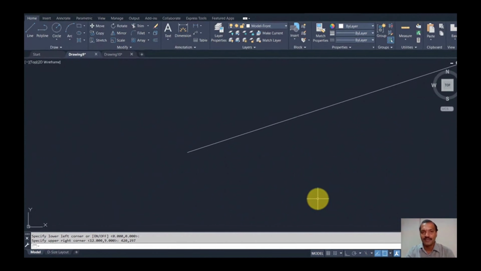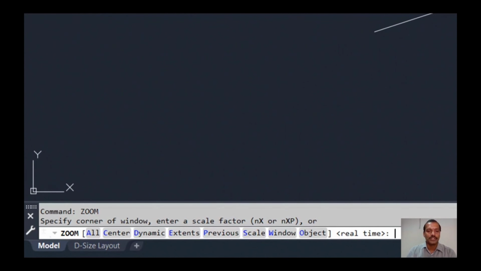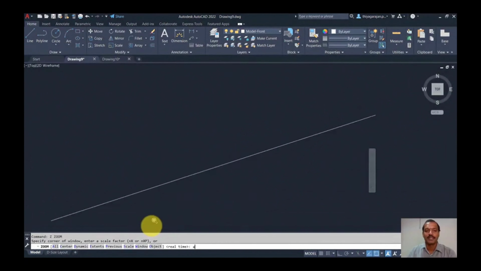The change will happen once you give the zoom command. Just choose all or type all. Once you choose it, it will be set now. You can see this is our line.